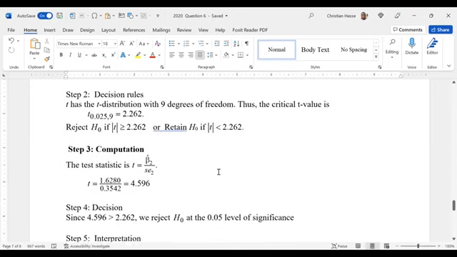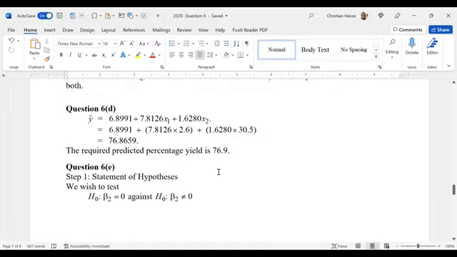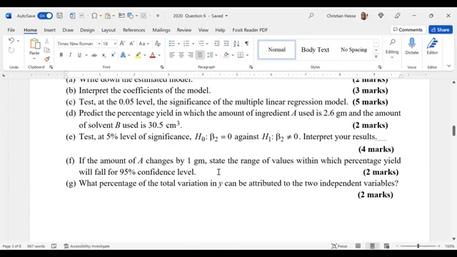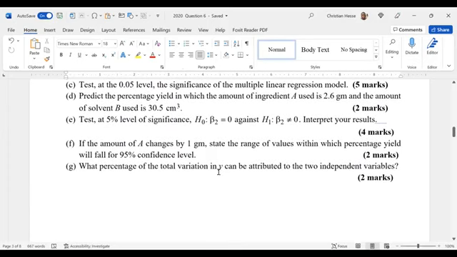So that is E. What is F? F is straightforward. If the amount of A changes by 1 unit, state the range of values within which the percentage yield will fall for a 95% confidence interval. So this question is straightforward. Shall I show you the answer?